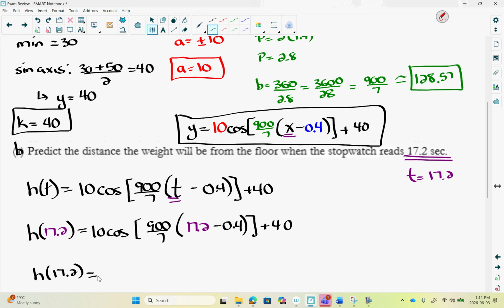10 cosine. My calculator opens a bracket for me. I'll put the 128.57, left bracket again, 17.2 minus 0.4, close the bracket twice, add 40. And what do we get for an answer?